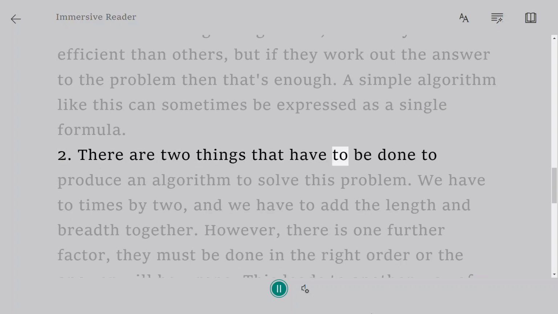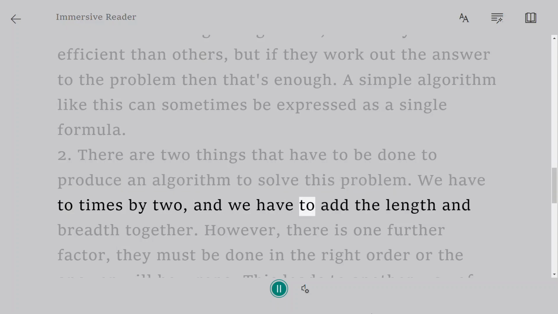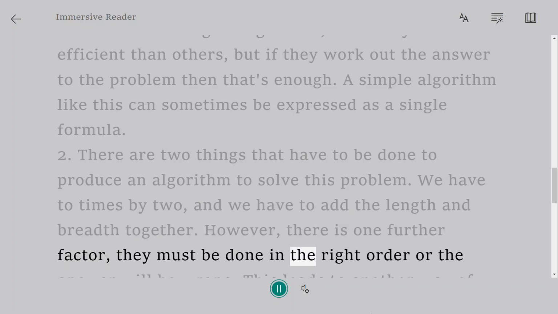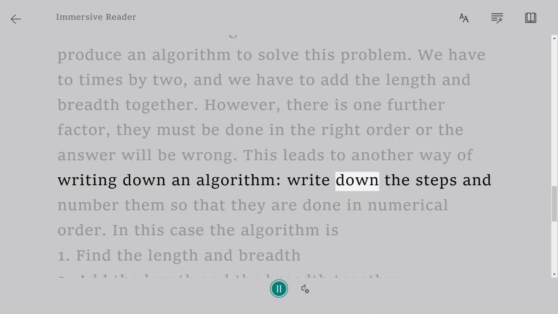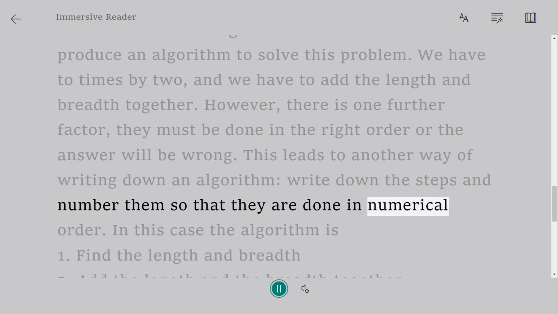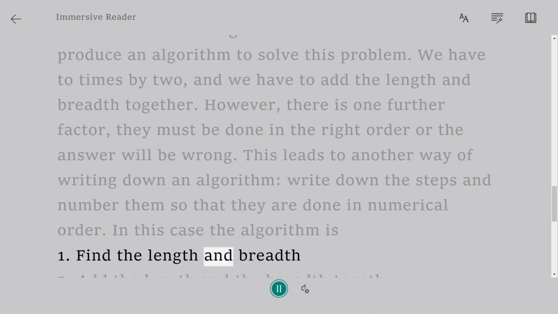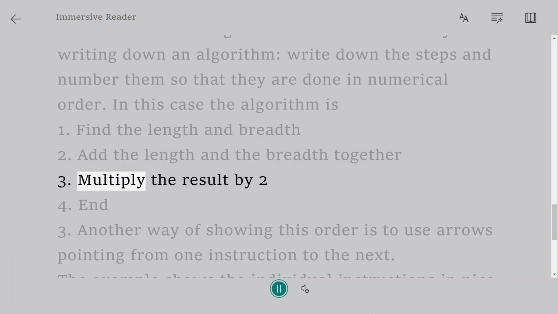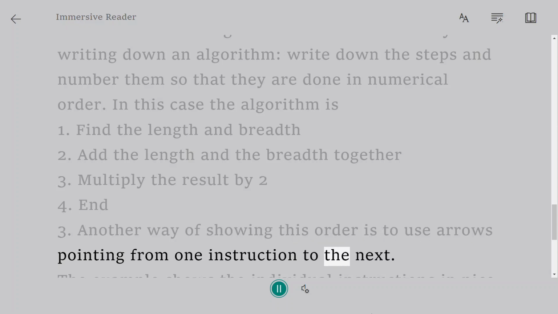2. There are two things that have to be done to produce an algorithm to solve this problem. We have to multiply by 2, and we have to add the length and breadth together. However, there is one further factor: they must be done in the right order or the answer will be wrong. This leads to another way of writing down an algorithm: write down the steps and number them so that they are done in numerical order. In this case, the algorithm is: 1. Find the length and breadth. 2. Add the length and the breadth together. 3. Multiply the result by 2. 4. End.